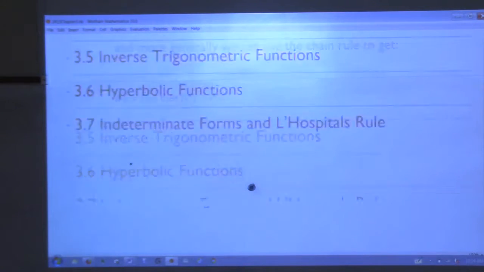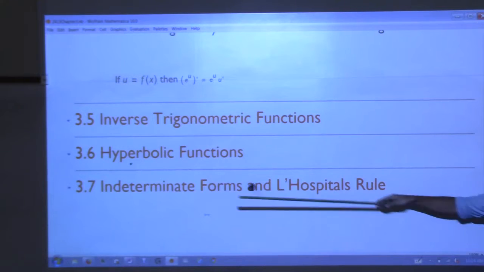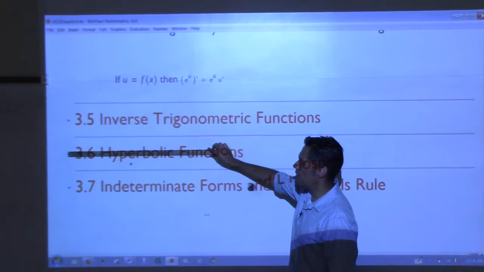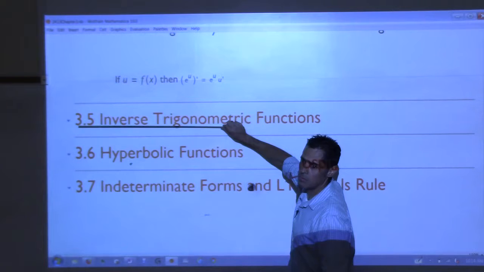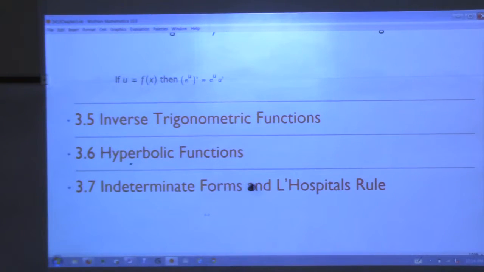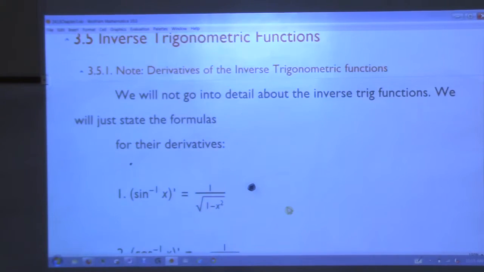All right, so now the next two sections, actually, I'm not going to do this. That 3-6 you will do in Cal 2. And a lot of Cal 2 classes do 3-5 also. So I'm just going to show you 3-5. That's it. It's very short. We will not go into detail about the inverse trig functions. We will just state the formulas for their derivatives.